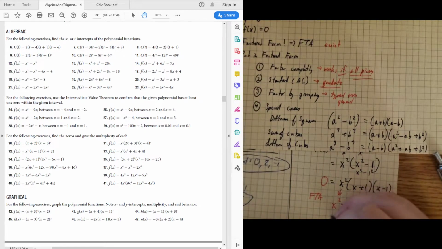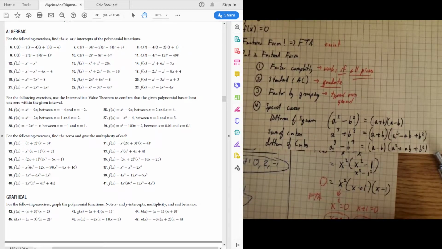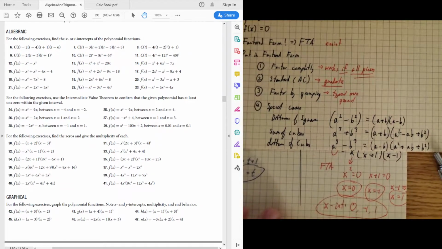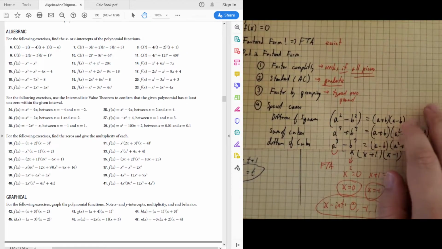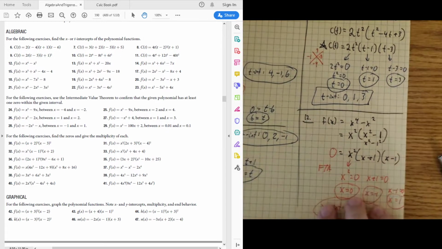Square root both sides, I get x equals 0. Subtract 1 from both sides, I get x equals negative 1. Add 1 to both sides, I get x equals positive 1. Which means that my x-intercepts for the problem are 0, negative 1, and positive 1. Notice that for this problem, I had to use multiple techniques to get to the solution.